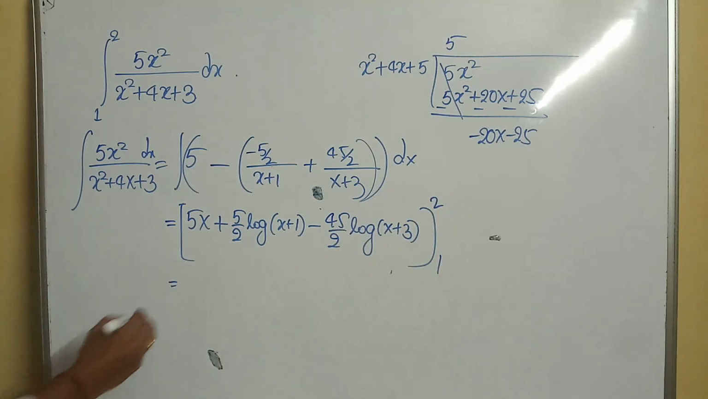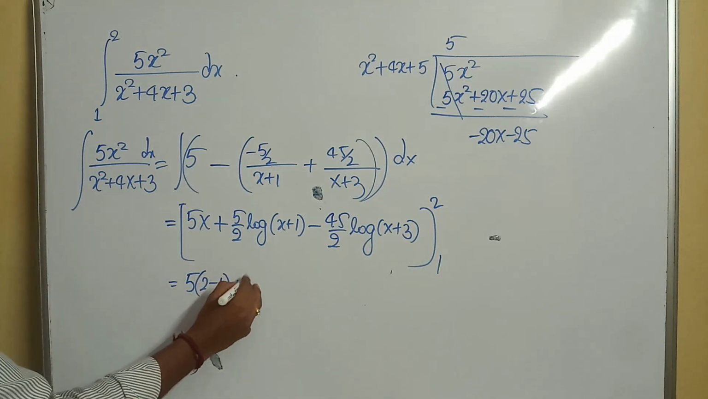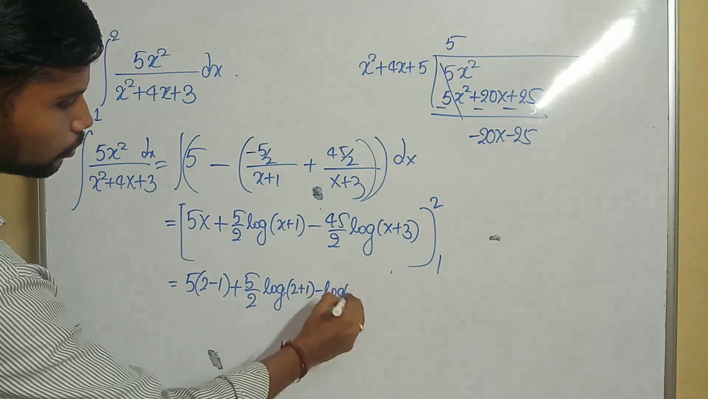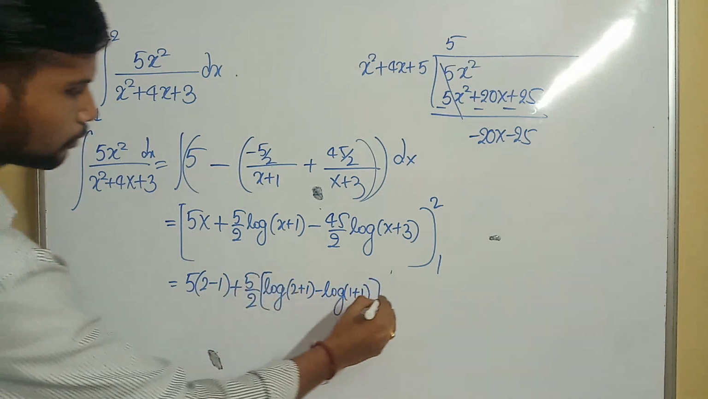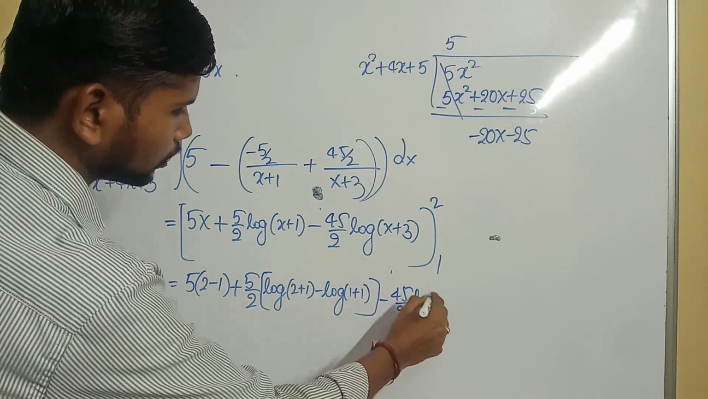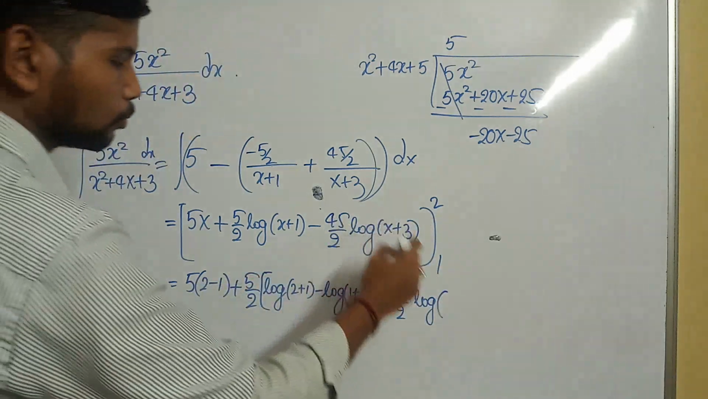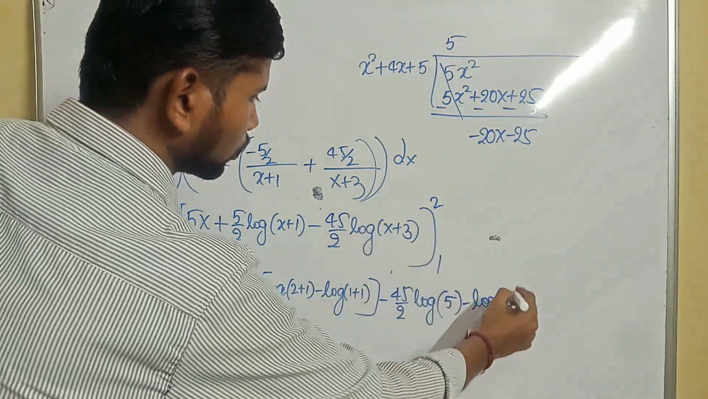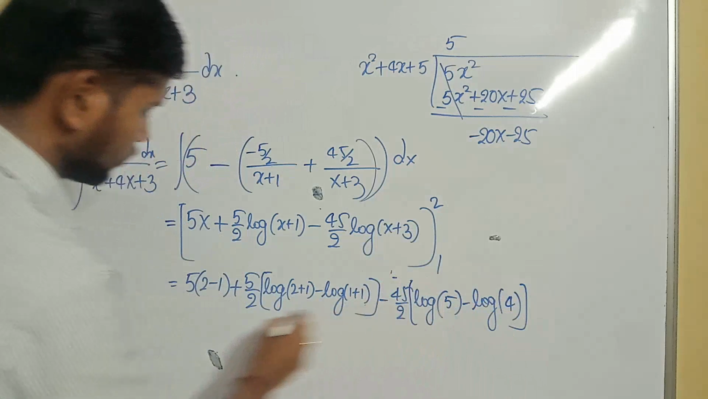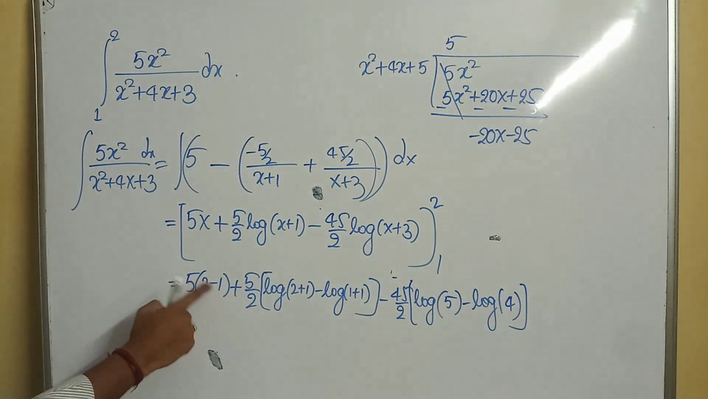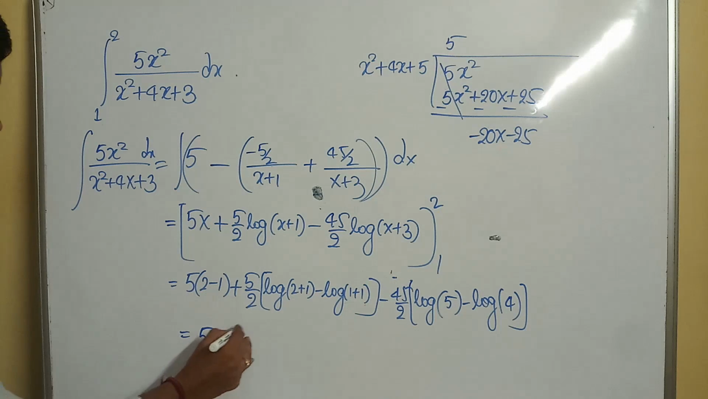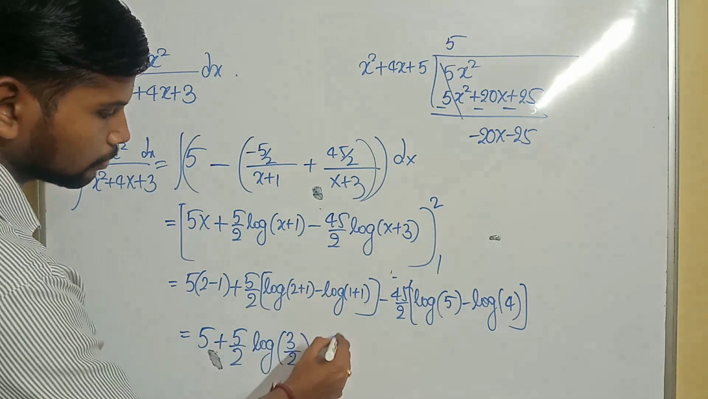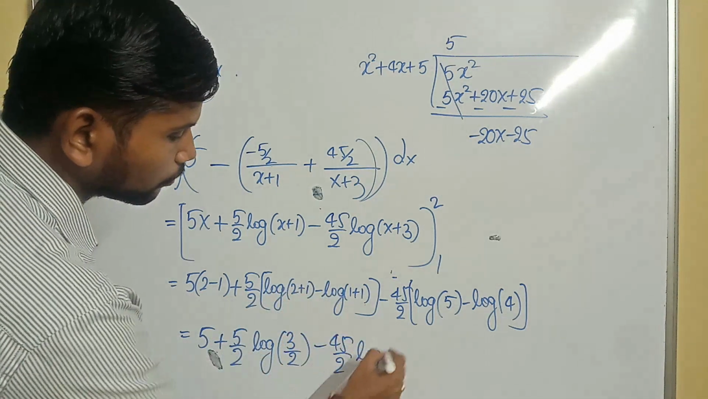Substitute the value: 5 into bracket 2 minus 1, 5 by 2, log of 2 plus 1 minus log of 1 plus 1. Got it? Minus 45 by 2 log of upper limit value 2 plus 3, which will be 5, minus log of 1 plus 3, which will be 4. Got it? Now the next step: 2 minus 1 will be 1, it will be 5 only, plus 5 by 2 log of 2 plus 1 will be 3 by 2, log a minus log b, minus 45 by 2 log of 5 by 4.